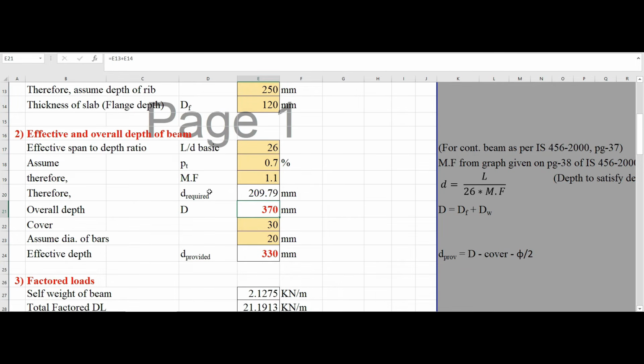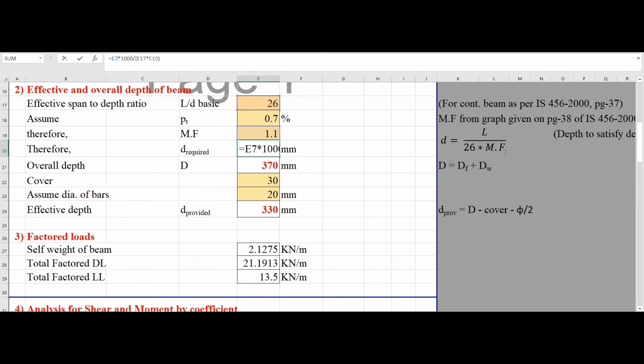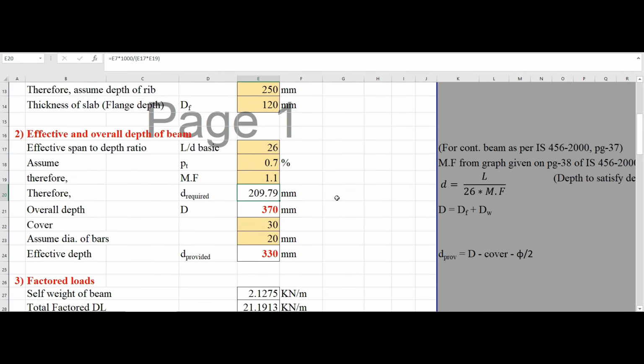Now we will calculate the effective depth that is required to satisfy the deflection criteria. So the effective depth required is equal to L by 26 into modification factor. Now in order to calculate the modification factor, we will assume the percentage of reinforcement as 0.7%. So we get the modification factor as 1.1 as per IS 456-2000. So the effective depth required is the effective length, that is 6 meters, divided by 26 into modification factor, which is 209.79 mm.